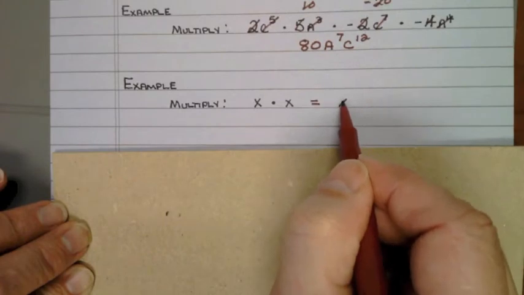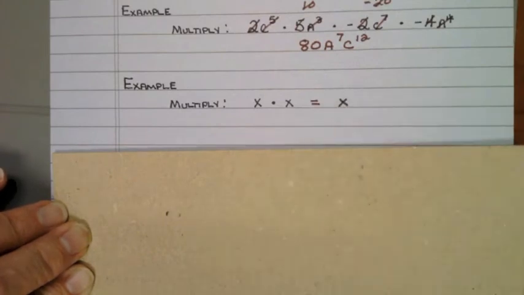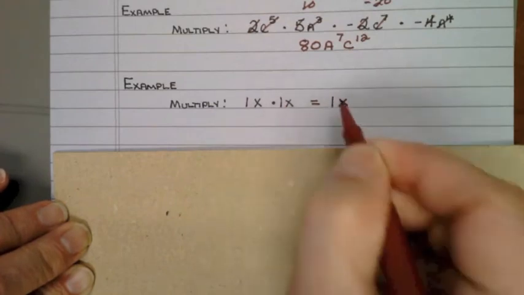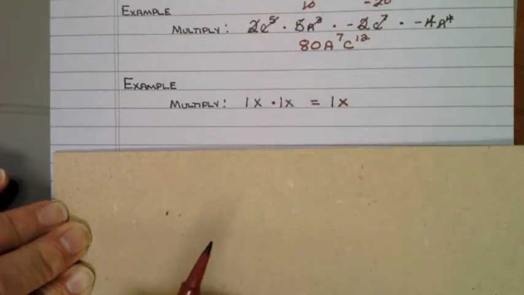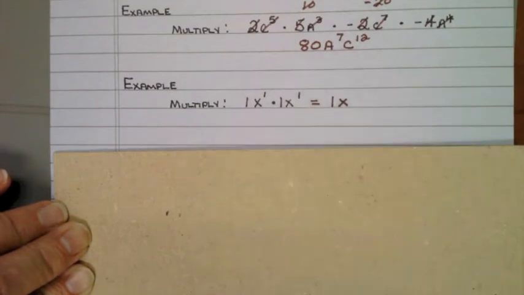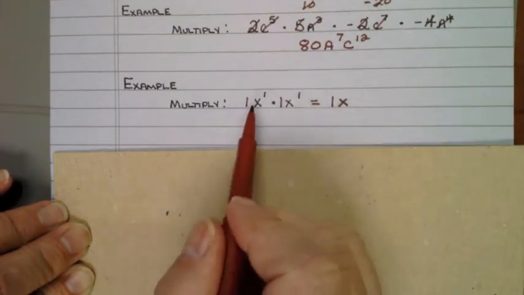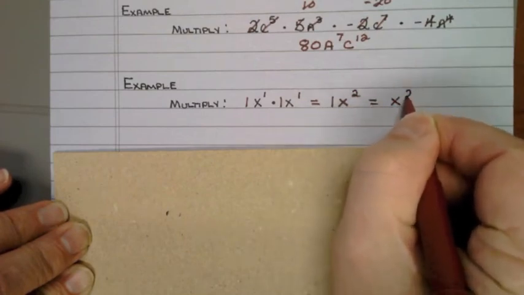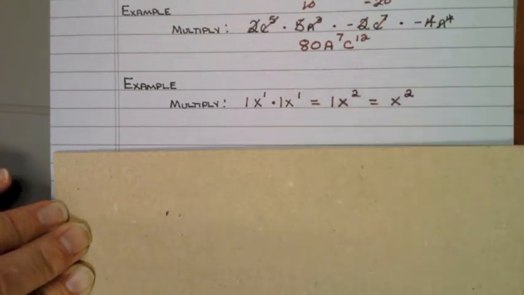I'm going to go ahead and write down the variable x. So there's ones right here and right here. 1 times 1 is 1. I also have ones as exponents. What are you supposed to do with those exponents? You're supposed to add those together. 1 plus 1 is 2. So the correct way to write this is just x to the second power.